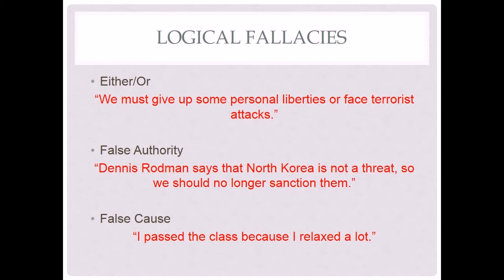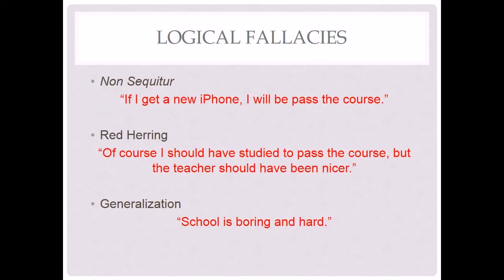False cause is when the outcome is not obviously a result of the action. You may have passed the class, and you may have relaxed a lot. But correlation does not equal causation. A non sequitur is when the claim is not supported by the evidence. What is the problem with the claim? If I get a new iPhone, I will pass the course. A red herring is an unrelated distraction to the point being made. Yes, to pass the course, you should have studied more. The teacher's personality has no bearing on that statement.